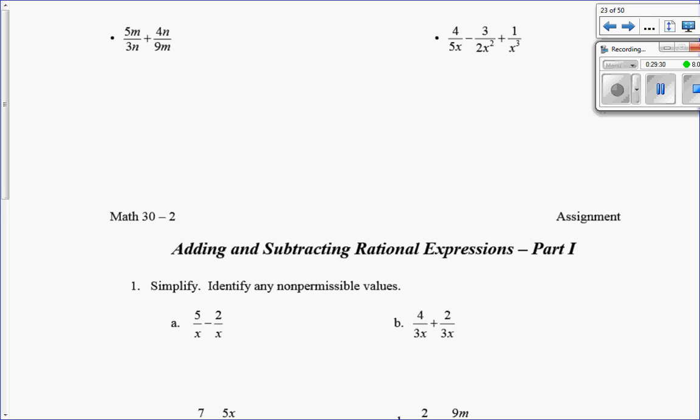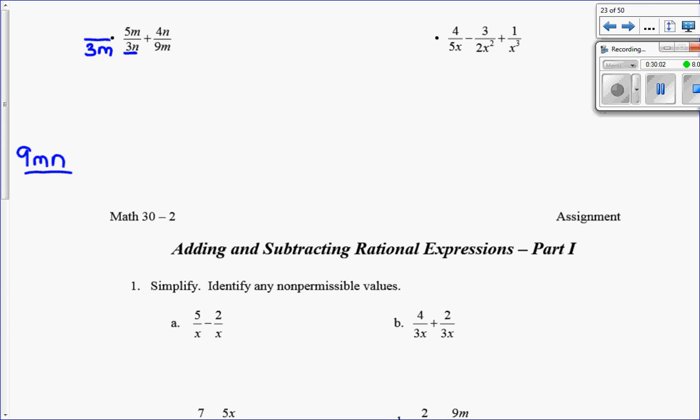Okay, so on this side, if I wanted to have a common denominator of 9mn, what am I going to have to multiply this denominator by to get 9mn? Well, first I'd have to multiply the 3 by 3. That would give me 9. I've already got the n, so I'd have to multiply by an m, right? So if I multiply 3n times 3m, I'm going to have 9mn, right?